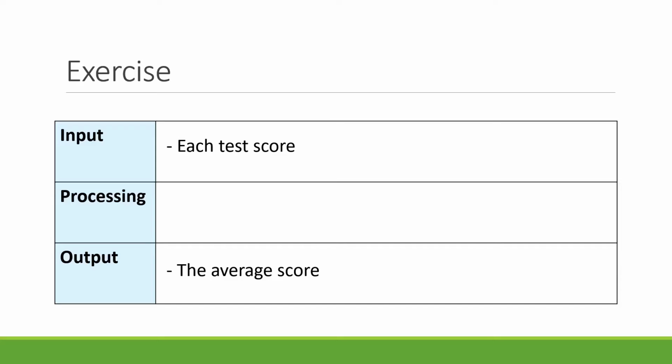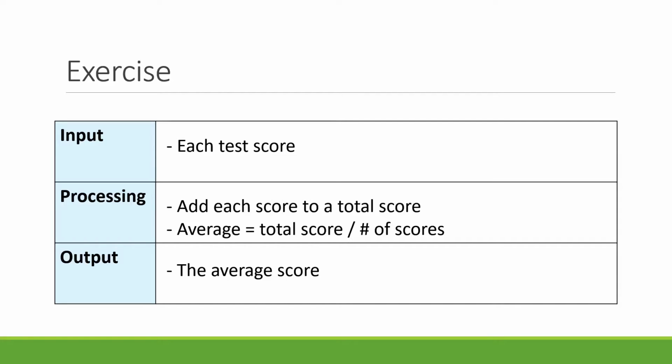The processing: how do we convert each test score into the average test score? Well, as the user enters a test score, we are going to add it to a total variable. And then after the user has entered all of the scores, we will calculate the average as the total divided by the number of scores that the user entered. Now, our processing section has two tasks. We need to add each user entered score to a total, and we need to calculate the average.